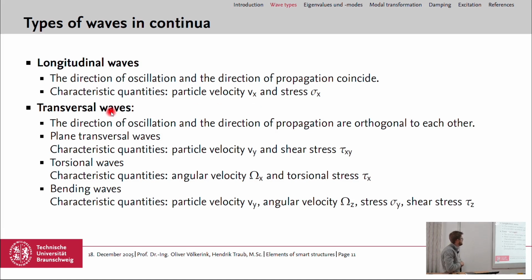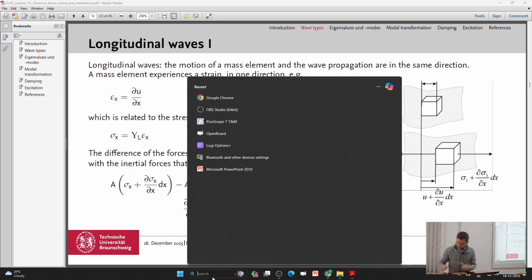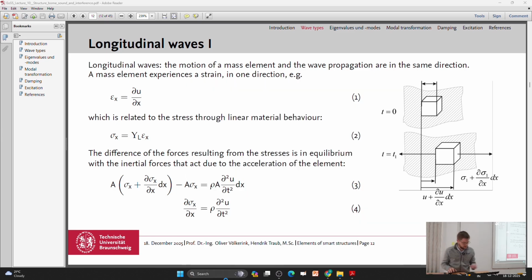And in transversal waves, we have the direction of oscillation and the direction of propagation orthogonal to each other, or perpendicular. And characteristic quantities for plane transversal waves are particle velocity and shear stress. For torsional waves, angular velocity and torsional stress. And for bending waves, we will have a look at bending waves later on: particle velocity, angular velocity, stress sigma y, and also the shear stress. So if we have a closer look at the longitudinal waves, I quickly have to open the software to write on the board.